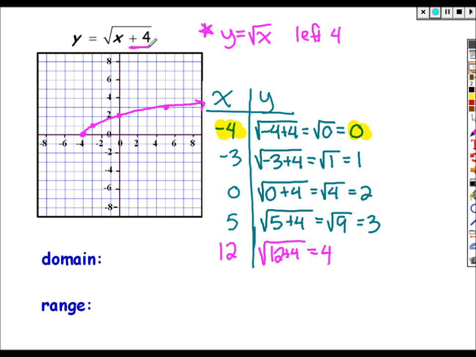So again, it's useful to know what my parent function looks like and what this transformation does if I'm adding 4. That actually bumps the graph left 4, which ties into all that stuff we talked about first semester.